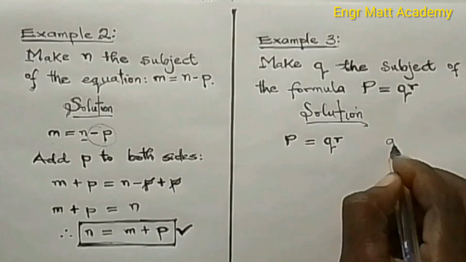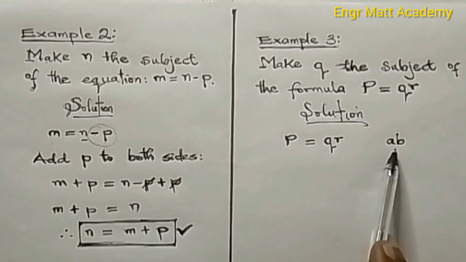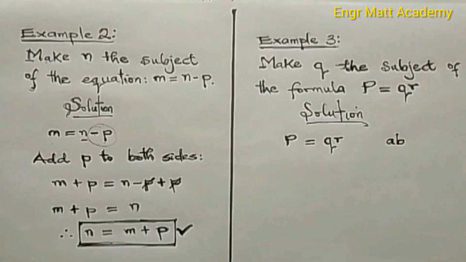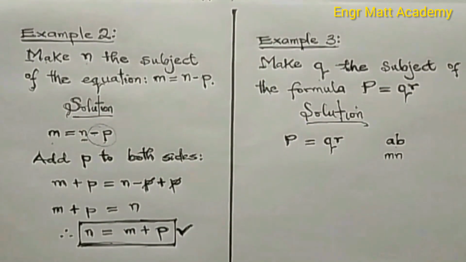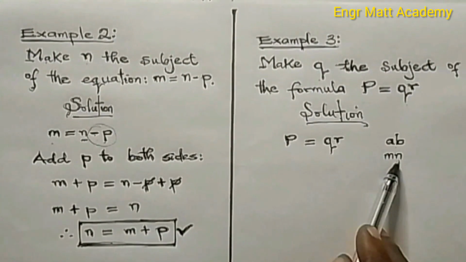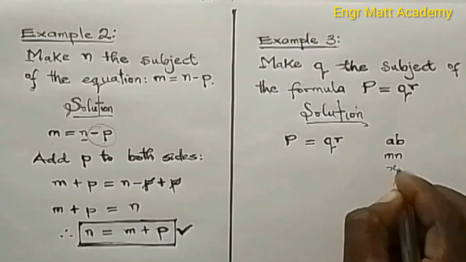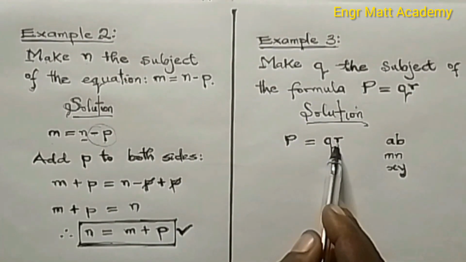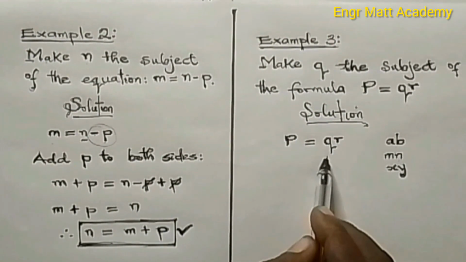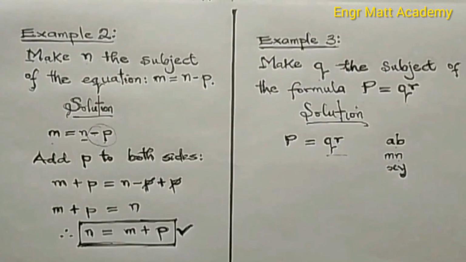Whenever you see ab, it means a times b. Whenever you see mn, it means m times n. And whenever you see xy, it means x times y. So qr means the operation here is multiplication. It means q times r.